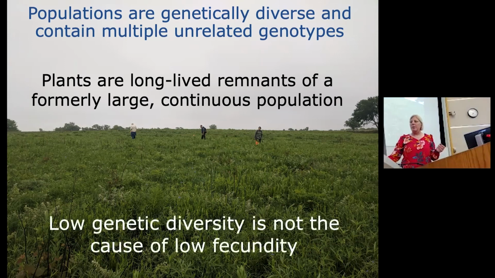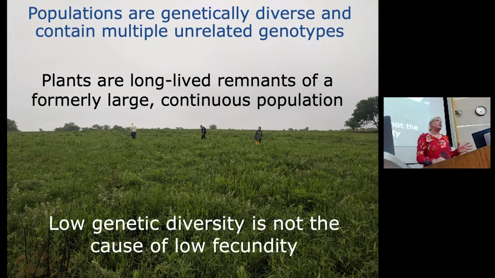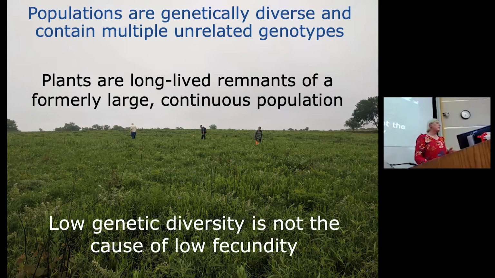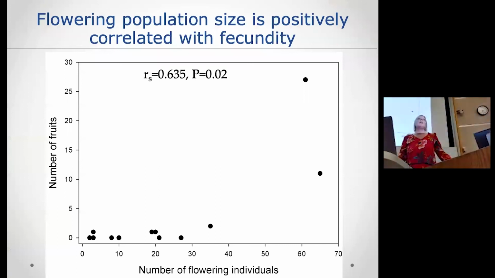But the kind of takeaway message is that the low genetic diversity is not the reason why the species is exhibiting low reproductive success. So essentially our data completely disproved the theory that's been advanced in probably 15 or 20 papers that I've read in the literature. So what is the answer?